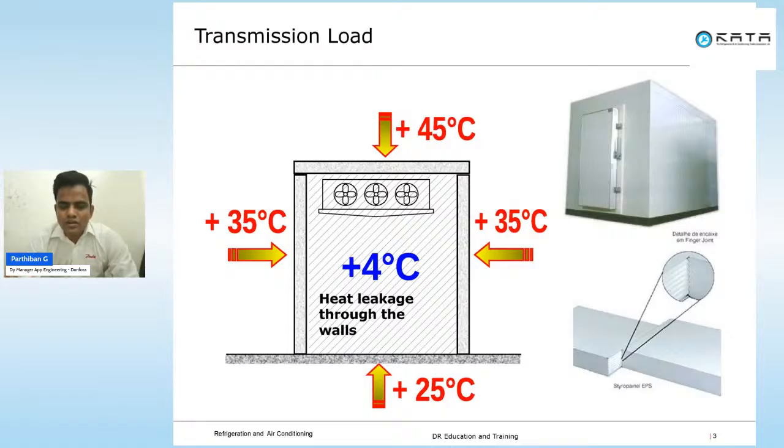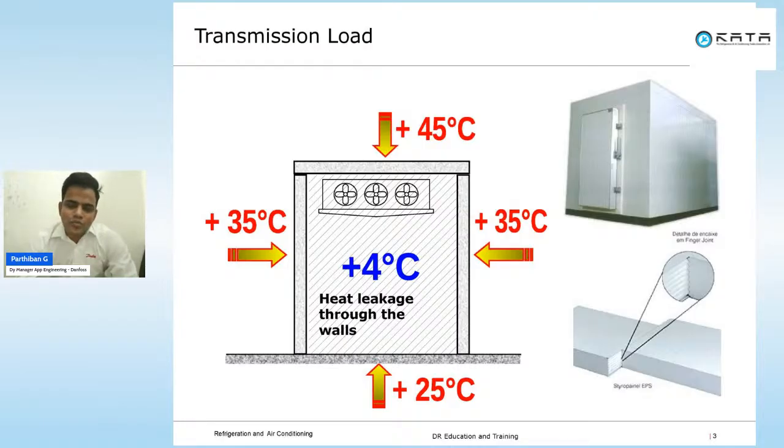There will be four walls. Across the four walls, 35 degrees Celsius is there. On the roof, it is 45. On the floor level, it is 25. Because of this temperature difference, from 35 to 4, there is a difference of 31 degrees Celsius, so there will be a heat gradient. Because of this heat gradient, the heat will transfer from the outside atmosphere to the cold storage. We use a puff panel or some insulation material to prevent the heat from entering the cold storage. Even though we use a puff panel or insulation material, it cannot avoid 100% heat transfer. There will be some heat transfer, and how much heat transfer is happening will decide how much heat load we have to remove.